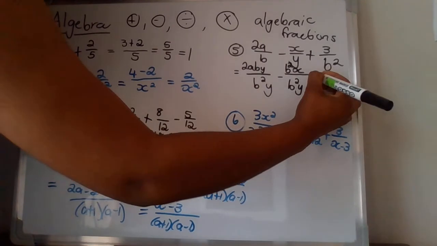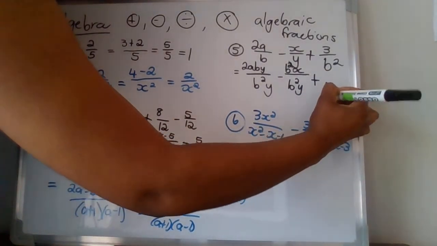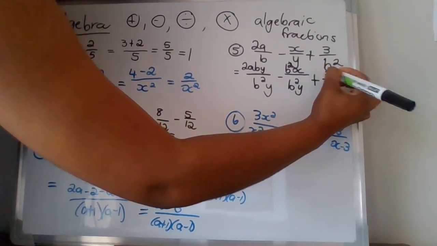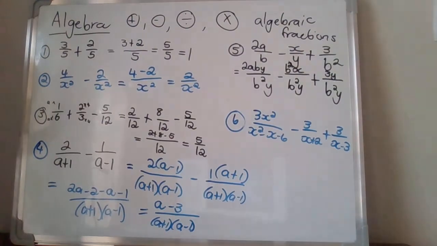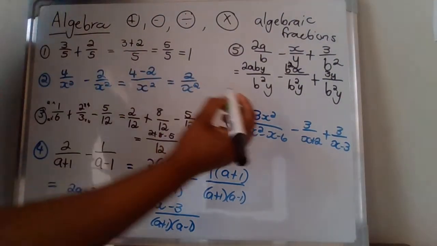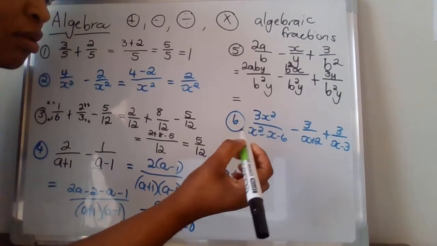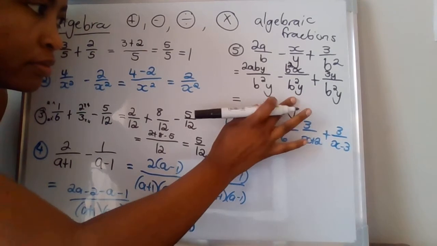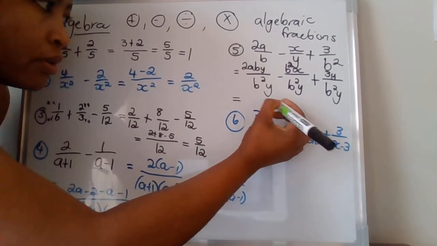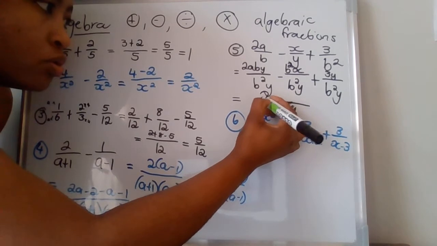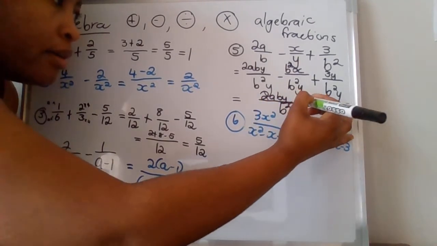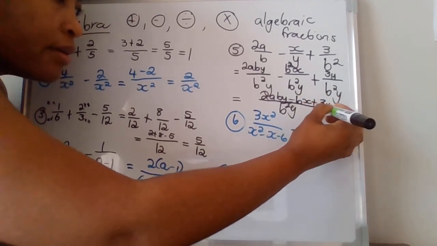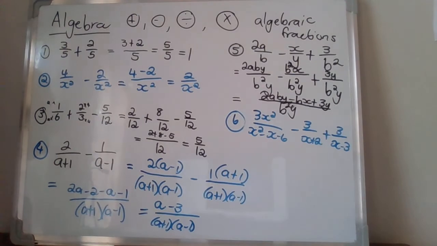Okay. The last term, what did I do here? B squared y. I multiplied the denominator by y, which means I need to multiply the numerator by y. So therefore, my final answer is going to be all over b squared y: 2aby minus bx plus 3y. And that's my final answer.